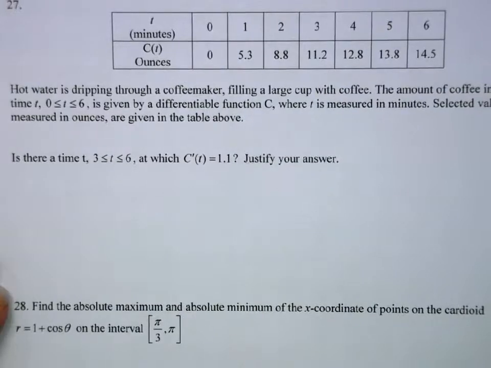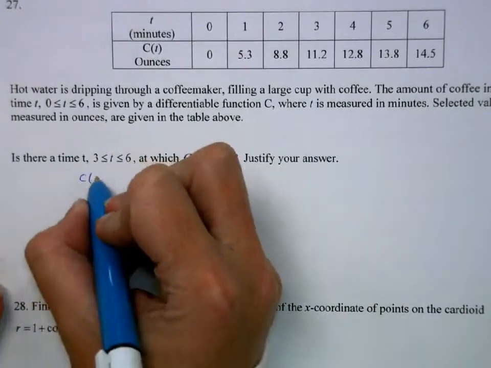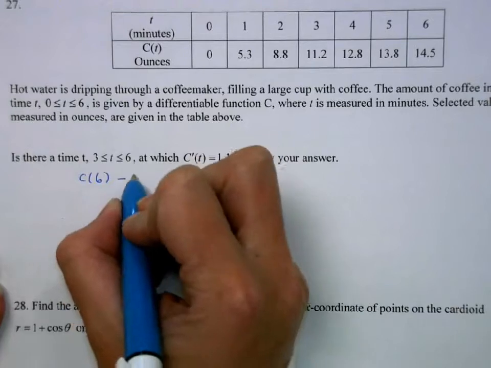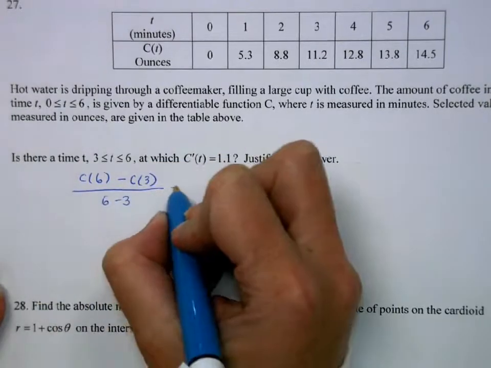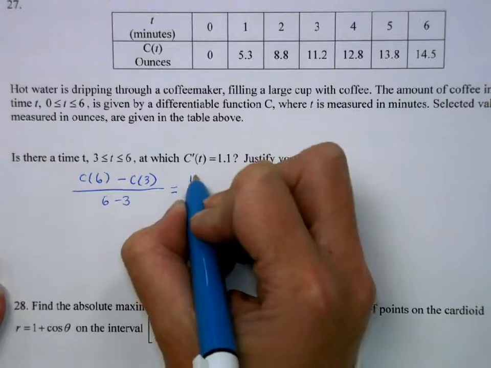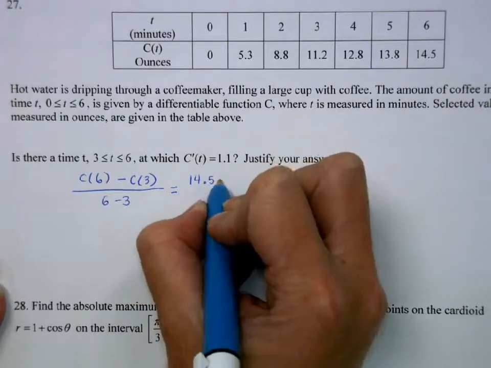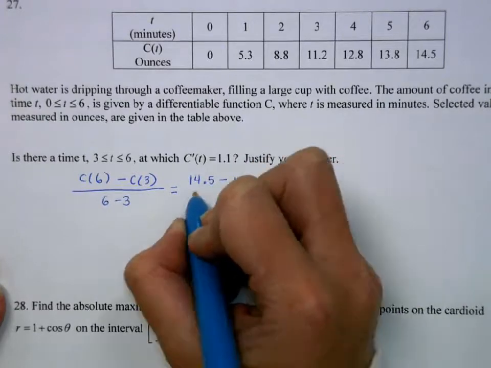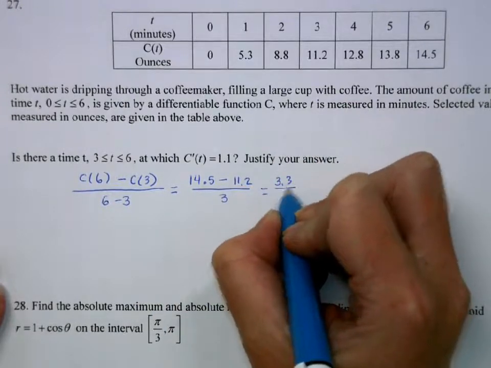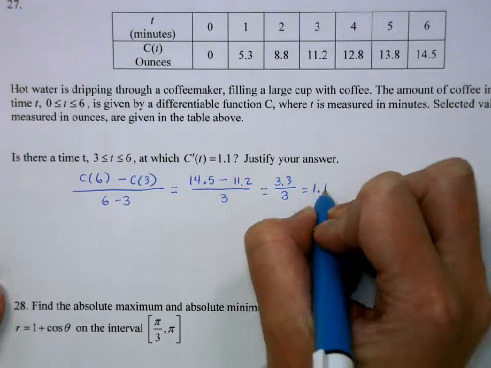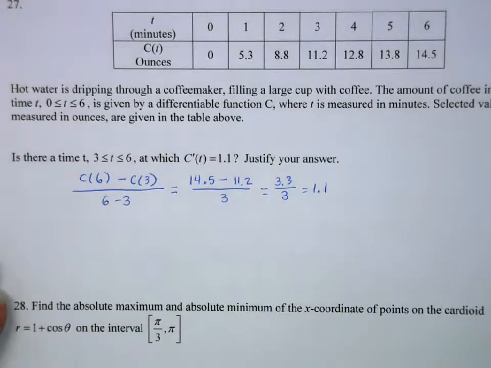So let's go ahead and find the slope of the secant line. So we're going to have 14.5 minus 11.2 over 3. So 3.3 over 3 is 1.1. Okay, so yes.